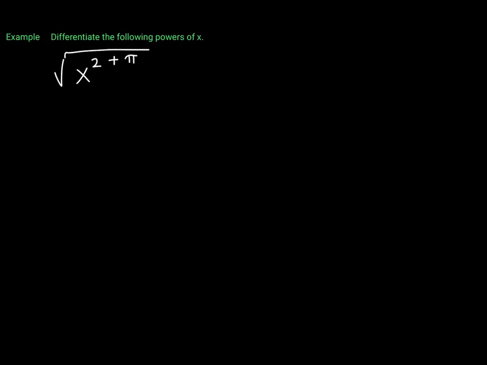So, we can rewrite this as x to the power of 2 plus pi, all of that raised to the power of 1/2, because that's how we interpret the square root. And now, by the power rule for exponents, we know we're supposed to multiply these powers. And so then this is x to the power of 1/2 times 2 plus pi.